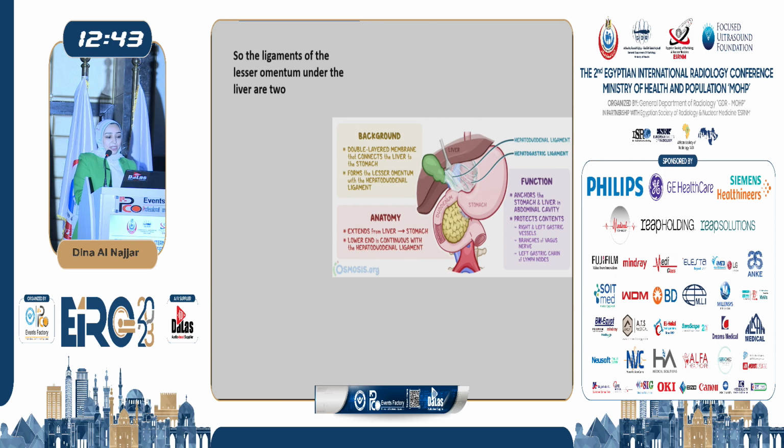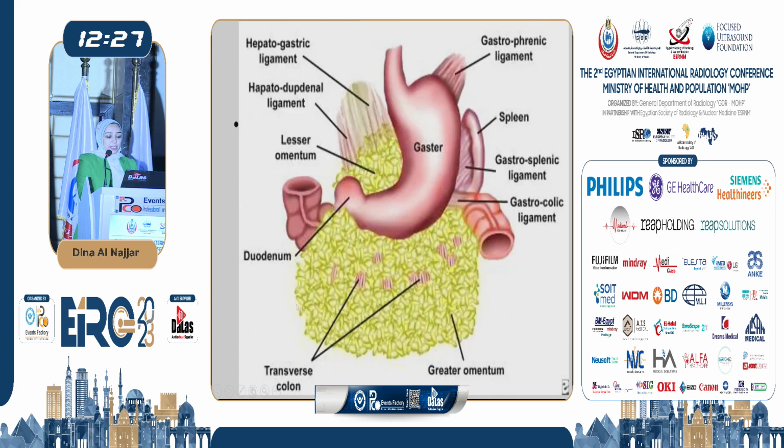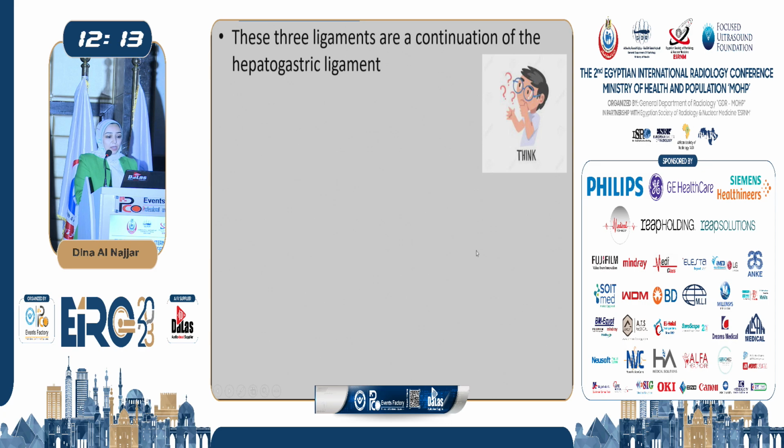So the ligaments of the lesser omentum under the liver are 2. We have the hepatogastric and the hepatoduodenal. The fibrofatty tissue that extends from the greater curvature of the stomach to the transverse colon is the greater omentum. This yellow structure is the greater omentum, and this is the lesser omentum. It includes 3 ligaments. We have gastrophrenic, gastrosplenic, and gastrocolic ligament. These 3 ligaments are a continuation of the hepatogastric ligament.